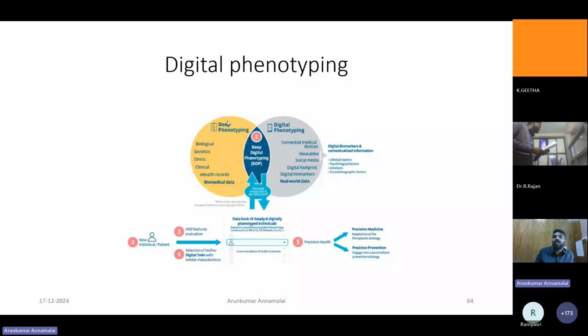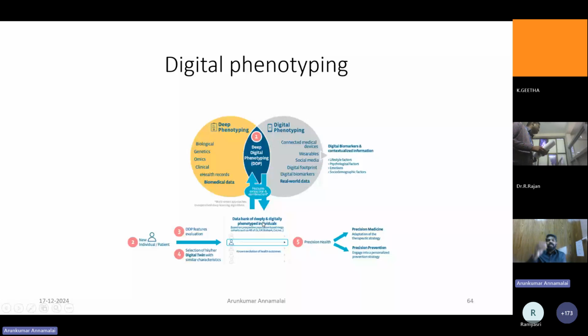What will be the feature selection techniques you'll be using? How will you crunch this data? How will you do factor analysis on this data? All these things are the most challenging part, where you have a new individual or a patient, and you have DDP features, that is, deep digital phenotypic features, and then you create a progress card type of thing, and finally move to precision health.